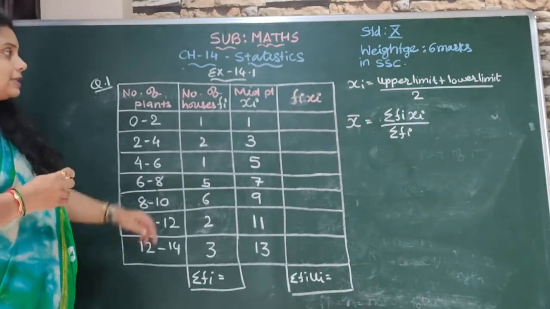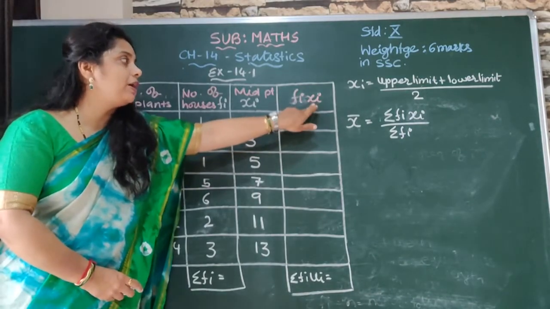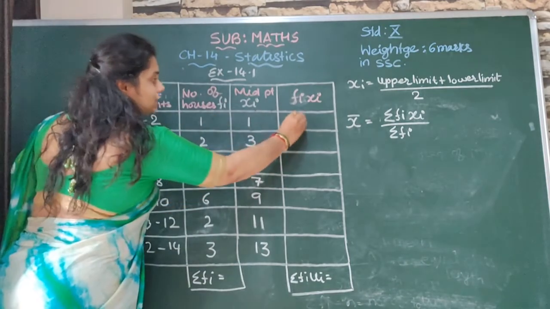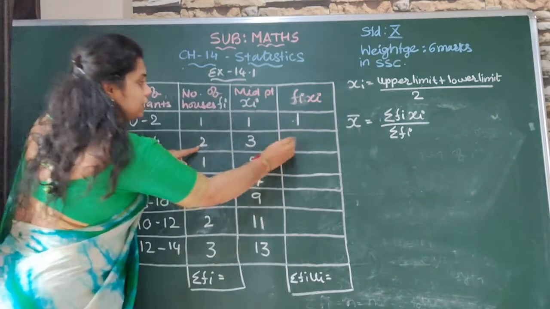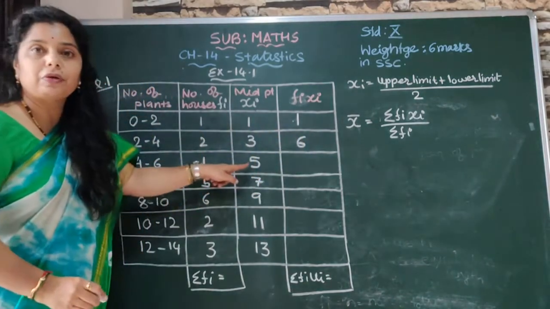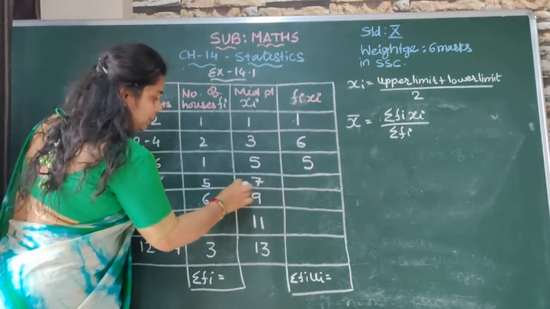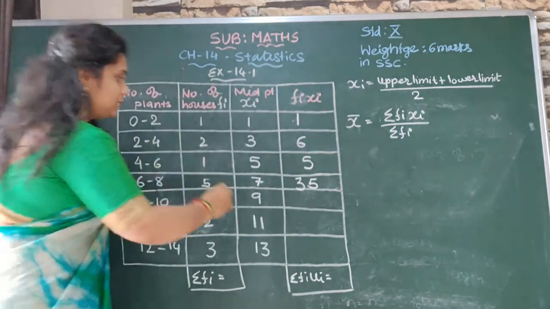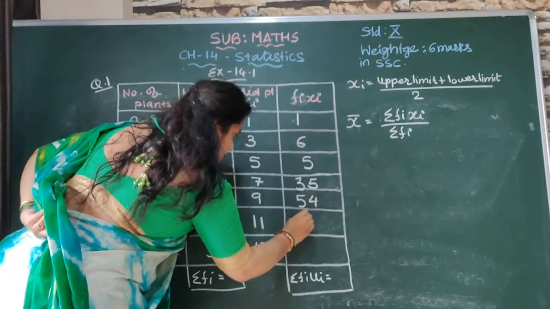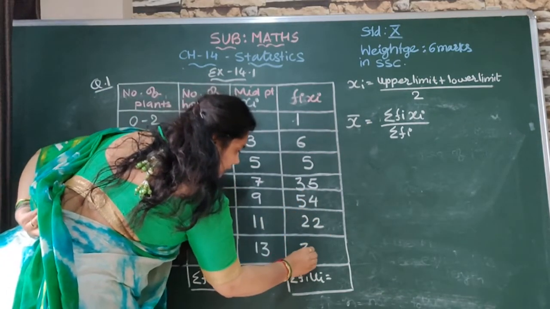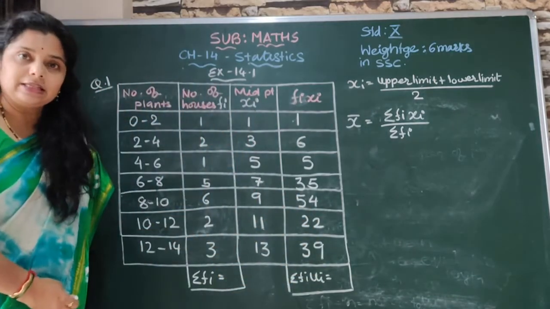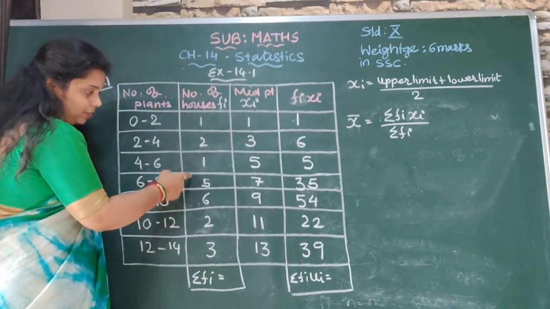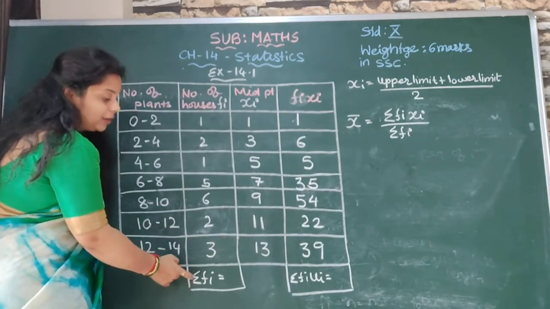Okay. Now next is the product fi xi, the multiplication of fi and xi. So here 1 into 1 is 1, 2 into 3 is 6, 1 into 5 is 5, 7 into 5 is 35, then it is 54, then it is 22, and then it is 39. Is it clear?